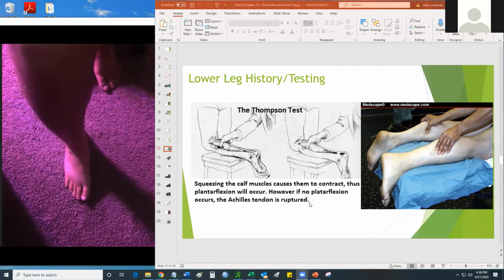Now this here, this Thompson test, is used to determine if you have an injury to the Achilles tendon. What you'll do is have someone either laying down on their belly or even kneeling on a chair, and you're going to squeeze their calf. What should happen is their foot should point down. If their foot doesn't move when you squeeze, that means that something is wrong with their Achilles tendon.